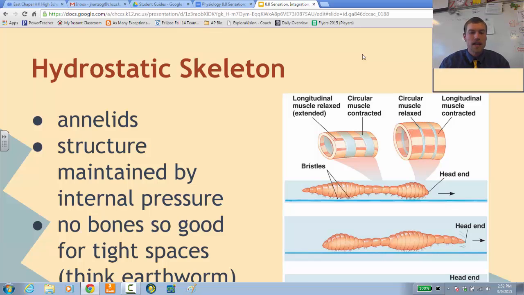We can also have a hydrostatic skeleton, which is where you have pressure from the inside. So the different body parts are actually putting pressure on the outer walls, and that is going to maintain structure. This is generally found in annelids. This is great for annelids because they live in dirt, right? So they want to be able to adjust to their environment. They don't necessarily want a rigid structure. So it's a good thing that they don't have bones and can squeeze into fairly tight spaces.